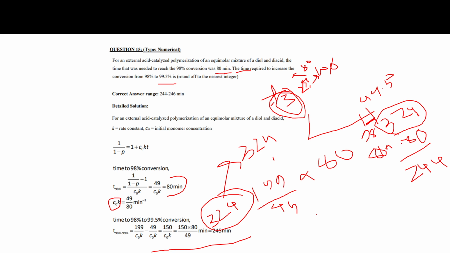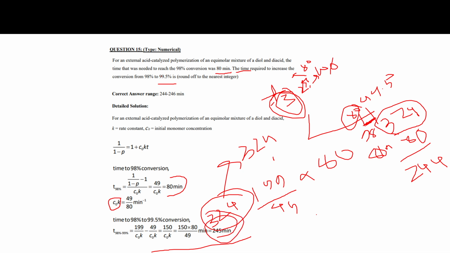So for this reason, here 98% conversion takes around 80 minutes, and 99.5% conversion takes around 324 minutes. So how much time is the duration between 98 and 99.5? It will be 324 minus 80 minutes that you have already done, so 324 minus 244. Did you give this answer right or wrong? No, sir, I didn't subtract the 80. I got 324.